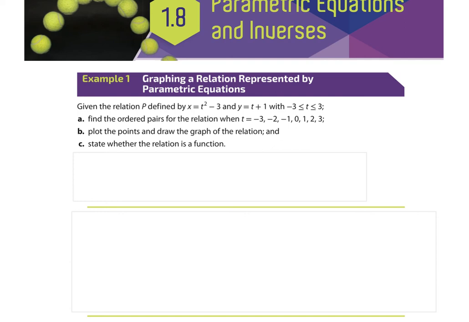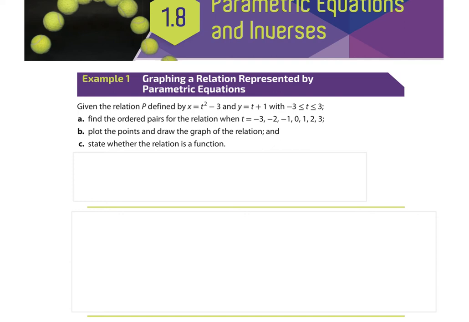They've given this one, x is t squared minus 3, and y is t plus 1. So they've given you 2 separate functions to represent what's happening horizontally and vertically with respect to this third variable, t. This is parametric, okay? They've also given us a domain restriction of t between -3 and +3 inclusive. They want specifically the integers for those. They want us to test those. Then they plot the points and state whether or not this particular relationship is a function.